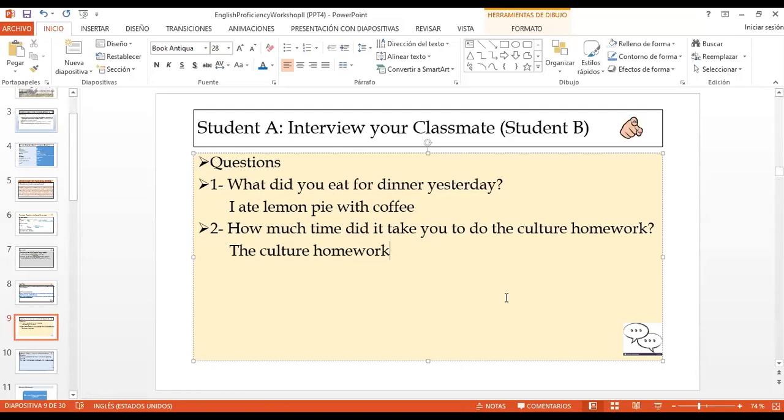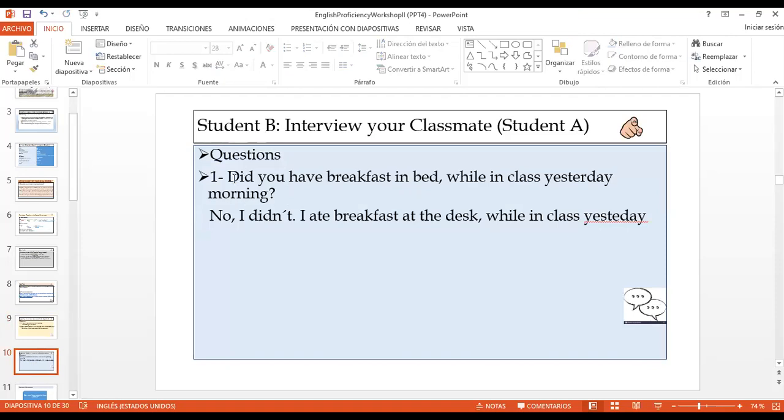I remember. So, culture, but what we are asking is how much time did it take you to do the culture homework? We need the verb "take", in the past tense. Took me, yes, took me 20 minutes. No, more, 40 minutes. It took me 40 minutes. That's wonderful. The cultural homework took me 40 minutes to complete. Yes, excellent.